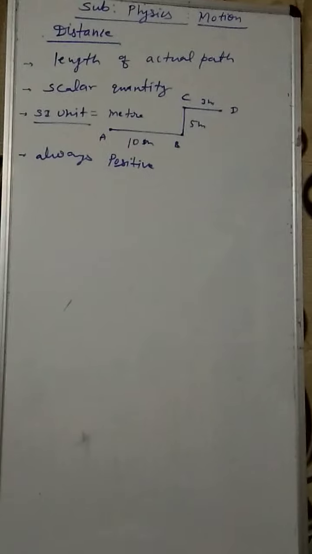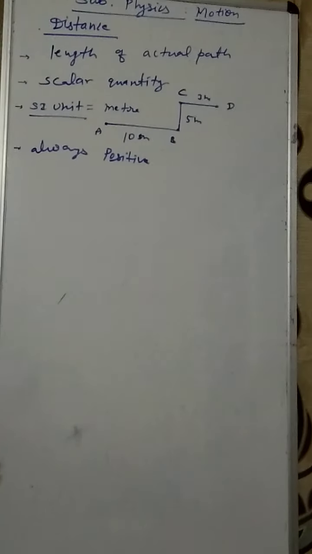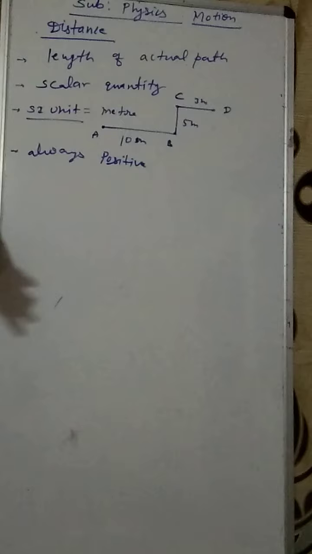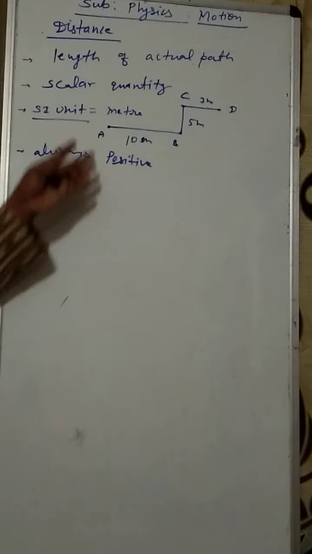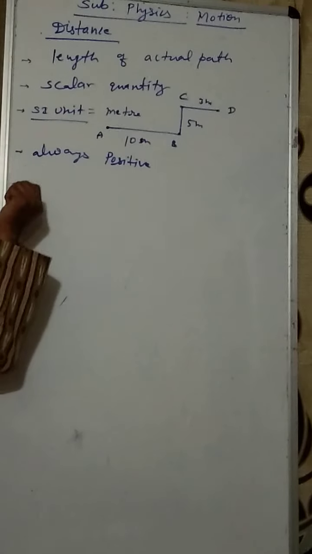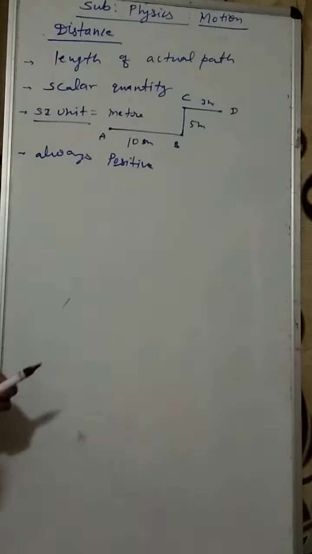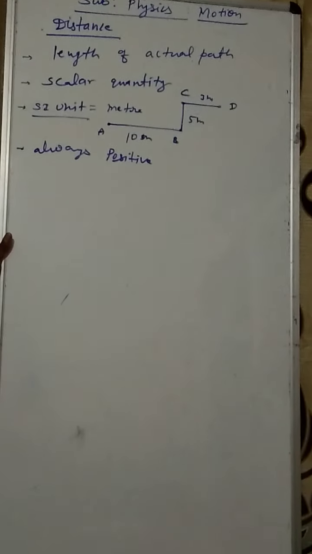Again I am telling about the distance. Distance is defined as the length covered by an object along the actual path. Second, it is a scalar quantity because it has no particular direction. It is measured in the SI unit because it is a length, and it is always positive, meaning with the passage of time it always increases. It can never be negative or zero.